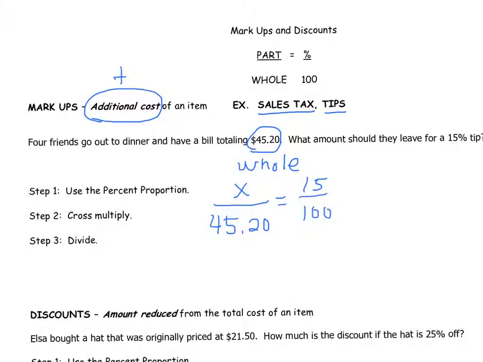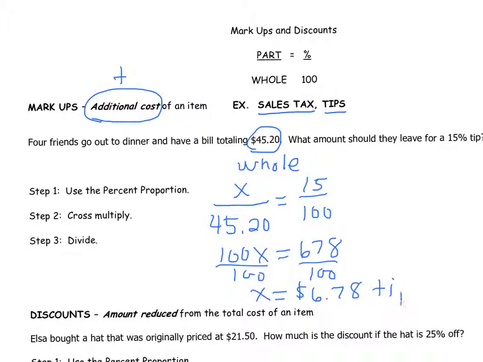And then I also know the percent, so 15 over 100. And then you'll cross multiply. 100 times x is 100x. And $45.20 times 15 gives us 678. And then we'll divide by 100. So our tip is $6.78. That is the extra amount we would pay in addition to totaling $45.20. Now, since they asked just for the tip, we're done with our math. We found that. That's the tip.